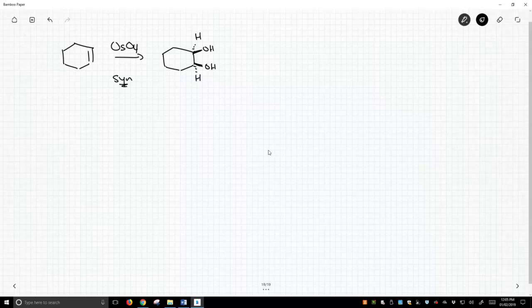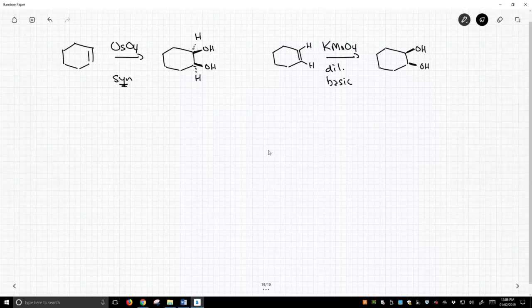There's actually another set of reaction conditions that'll do this. And this reagent, as it turns out, KMnO4, potassium permanganate, for some reason seems to be a favorite of standardized tests. Potassium permanganate, if it's dilute and basic, a little sodium hydroxide in there, you actually get the exact same product as if you did an osmium tetroxide reaction. So sometimes it's nice to have multiple different reagents to give you the same products.